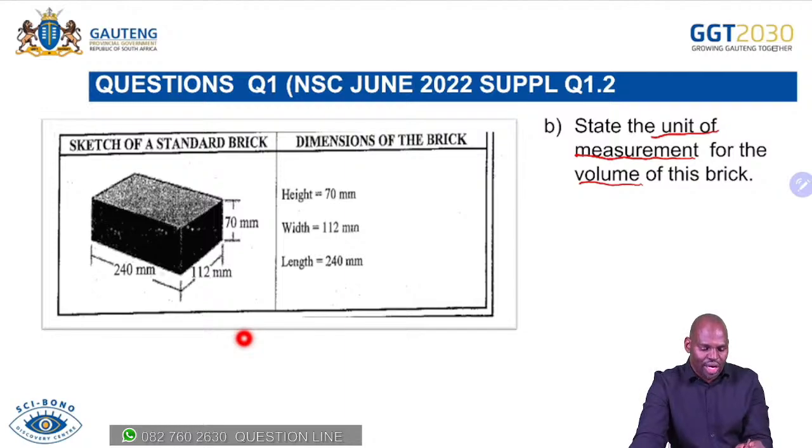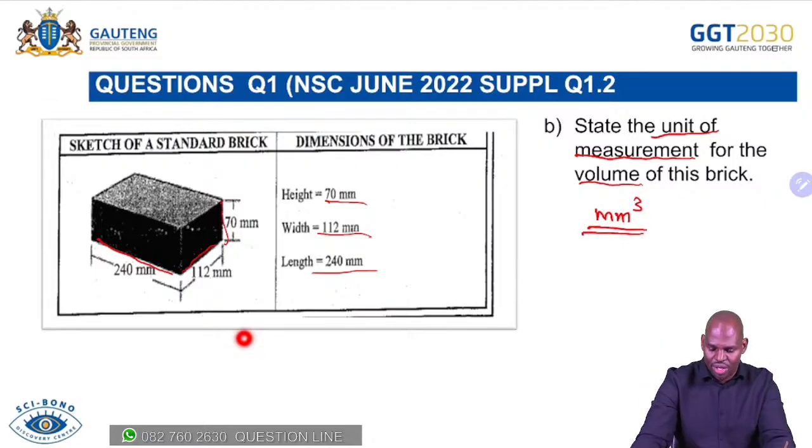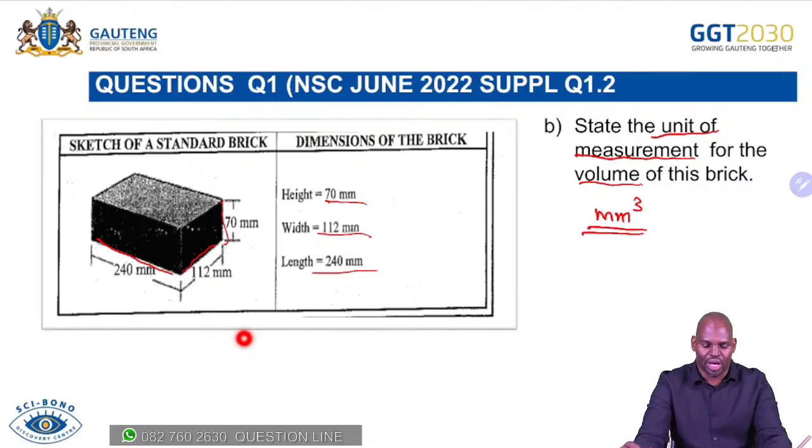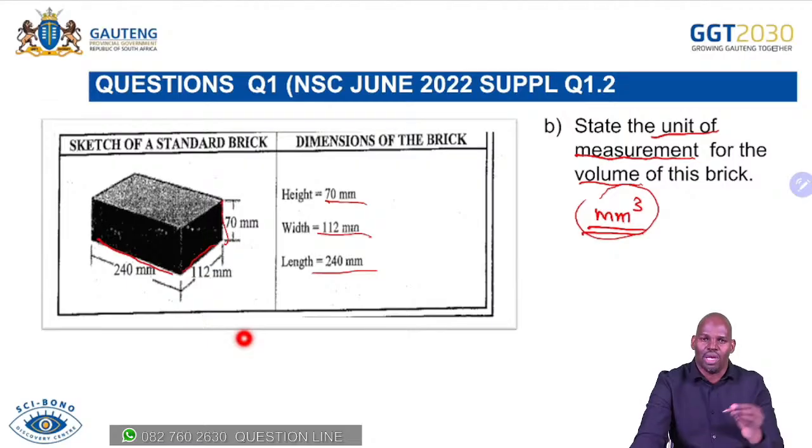Okay, now we check. All the dimensions are in millimeters. This is in millimeters, this is in millimeters, and that one is also in millimeters. There's the confirmation. Everything is in millimeters. So it means the unit of measurement for this will be millimeter cubed. Okay, the unit is millimeter cubed. Remember, boys and girls, if you have to multiply, you just multiply the values, and then in the end you get the answer. But remember, everything is in millimeters, therefore it's going to be millimeter cubed or cubic millimeters.